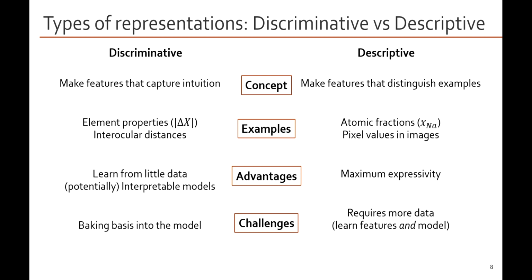Now, a second way of making representations that has especially become popular with neural networks is thinking more descriptively. How can I create a representation that adequately distinguishes materials from each other in a way that's compact? So here I can describe materials by their atomic fractions, or say an image of a person just by the pixel values. And this has the advantage of being maximally expressive.